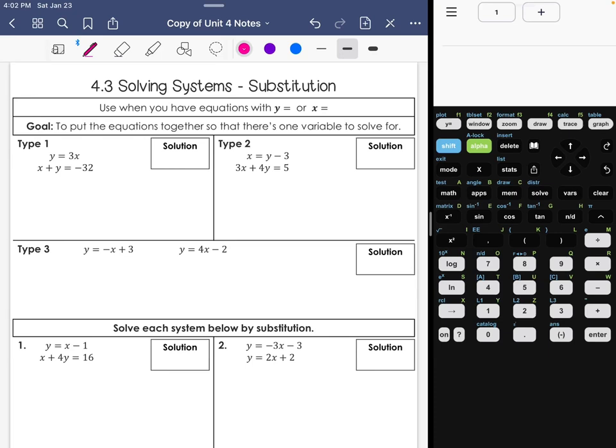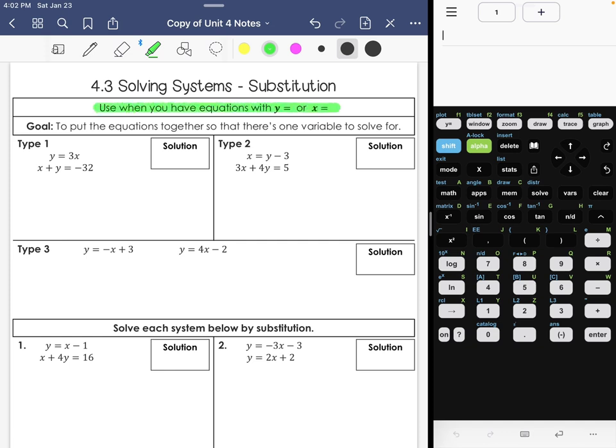All right, guys, today we are doing 4.3, solving systems by substitution. There are three main types of systems that are best solved by substitution. These are used when you have equations where one or more of the equations already starts with y equals or x equals. You want to use substitution. It just makes your life easier.